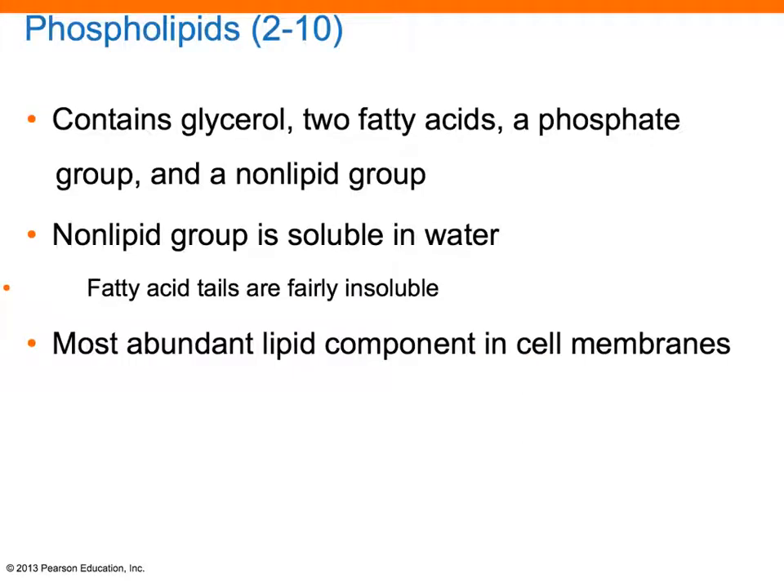The third lipid group are called phospholipids. They contain glycerol, two fatty acids, a phosphate group, and a non-lipid group. The non-lipid group is soluble in water. Fatty acids are fairly insoluble. Phospholipids are the most abundant lipid component in cell membranes.